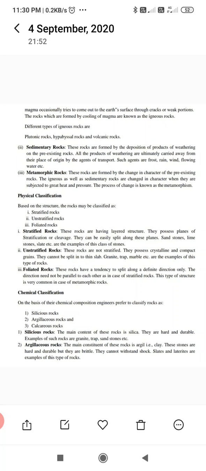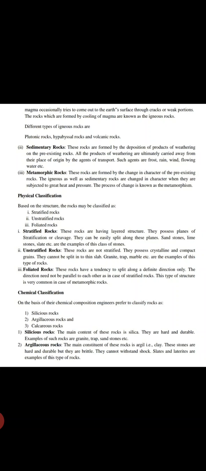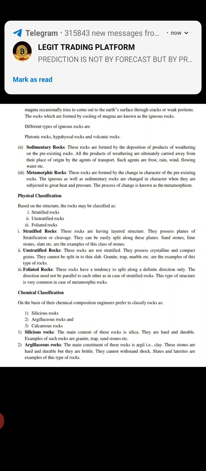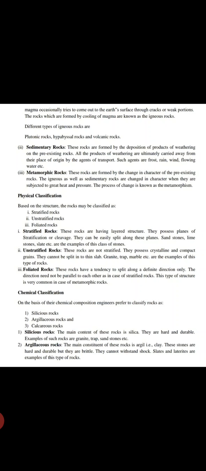The third category is chemical classification. Again, it is further divided into three categories on the basis of their chemical composition. Generally, one is siliceous rocks, the second is argillaceous rocks, and the third is calcareous rocks. So what are siliceous rocks? Silica is the main constituent of these rocks. They are hard and durable, and the best examples are granite, trap, sandstones, etc.